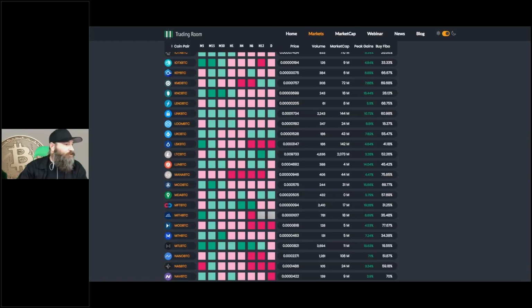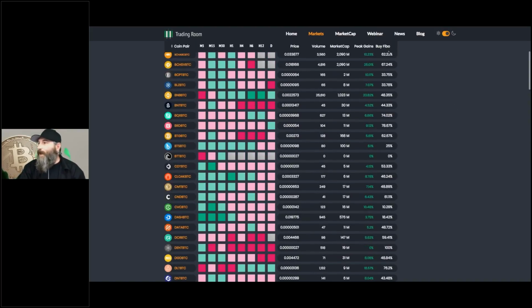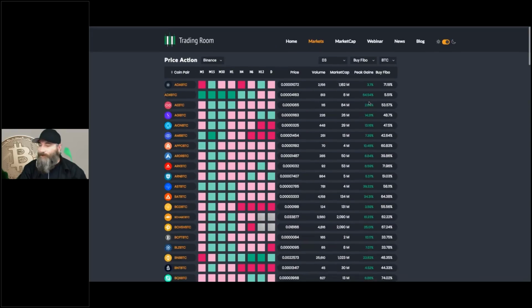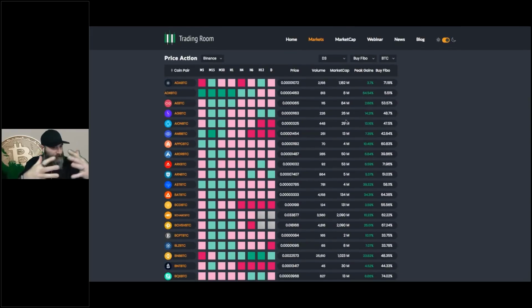Boom. All right. So TradingRoom.io, that is where you find the price action scanner. That was the last webinar that we did. That is what spawned the ABCD of Fibonacci, so that you can understand going through peak gains, which is what we just talked about, and your buy fibos, which is the pullback. Now you guys are experts, right? Now you know the pullback and retracement.